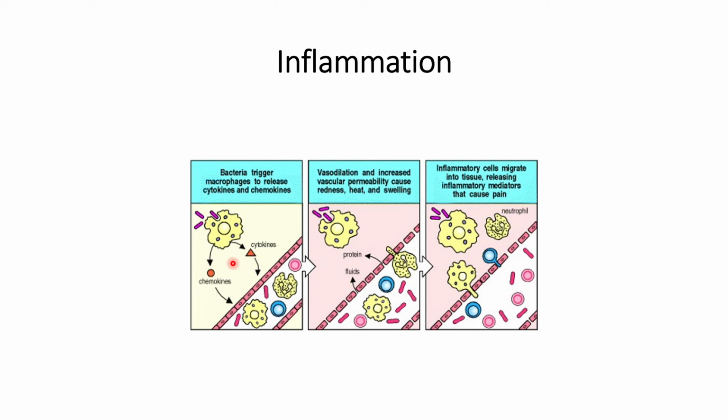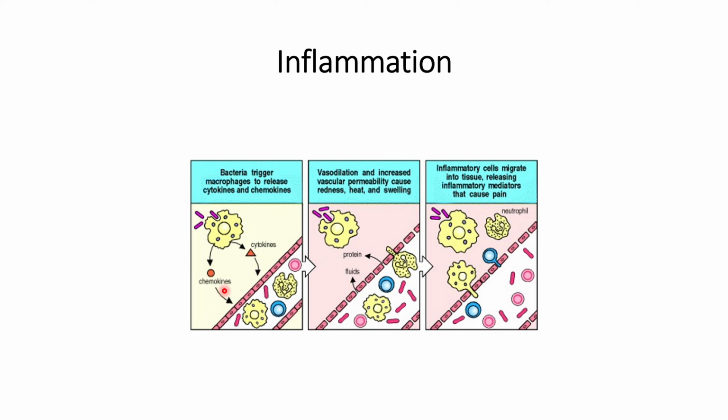When the macrophage detects any kind of bacteria, it releases two kinds of things. One is chemokines and another is cytokines. What cytokines do is make the nearby tissue more permeable, so that protein and fluids can enter into the tissue from the blood vessels. And chemokines attract the neutrophils to come near to the site of injury, so that they can perform the repair functions.